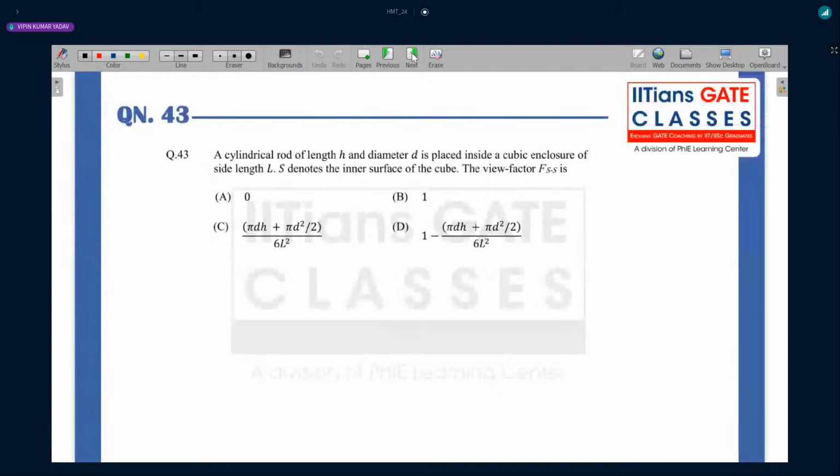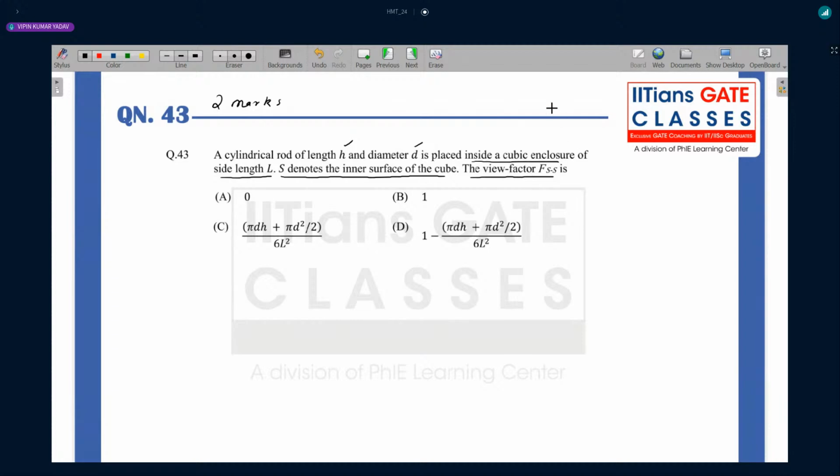Third question. Question number 43. Now, this is a 2 mark question. Okay. A cylinder rod of length h and a diameter d is placed inside a cubic enclosure of side length L. Okay. So we have a cylinder whose length is h, diameter is d, and a cube we have. So cylinder is inside the cube. S denotes the inner surface of the cube. The view factor SS is. View factor of SS is.